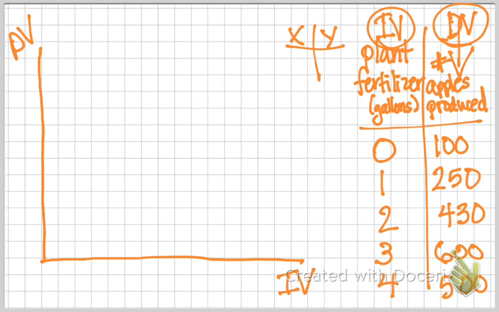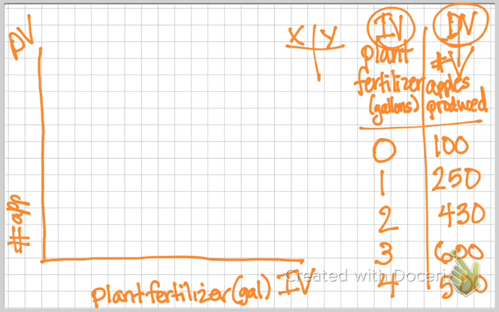So down here, we have to make sure that we label our axis. We have to say that this is plant fertilizer. And we always want to use our units there. And on the side over here, we would say number of apples produced. And if there was a unit like this was tons or bushels, then we would have to make sure that we would make a note of that. Okay. So here we go.